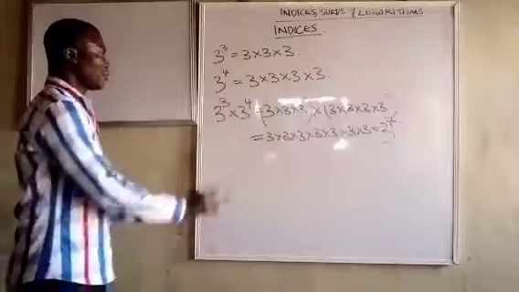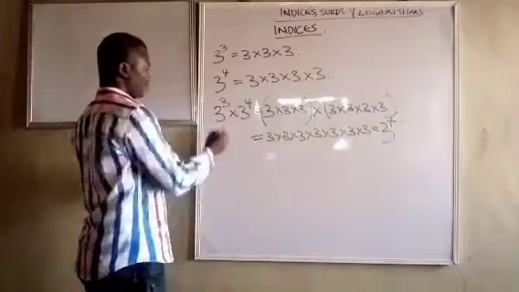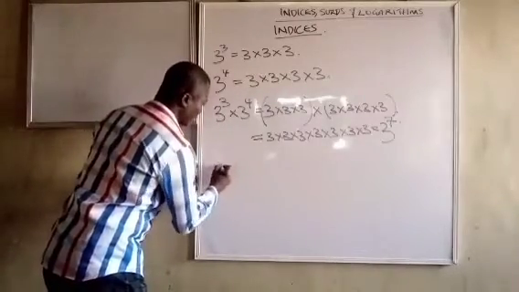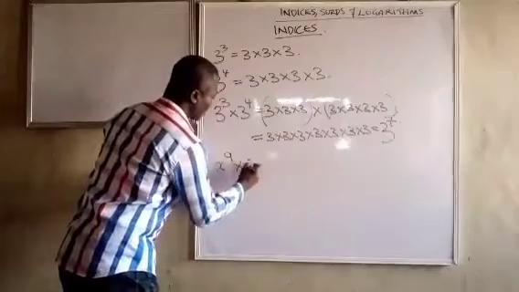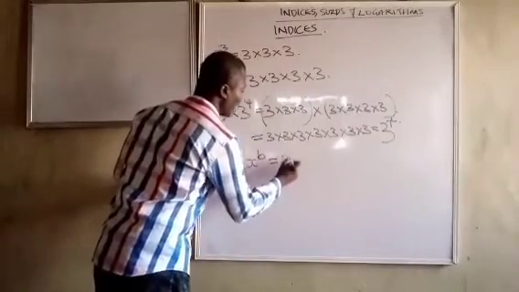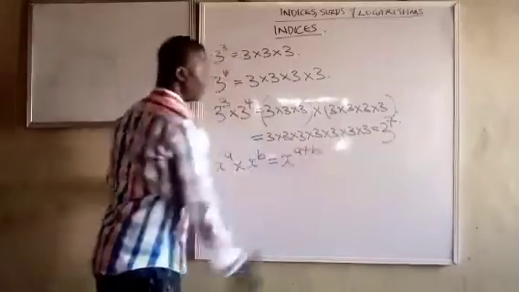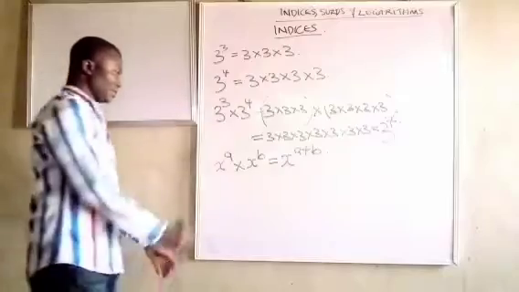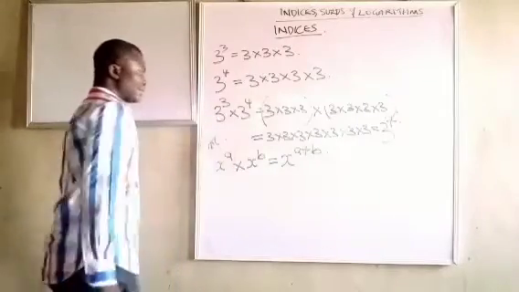And this leads us to the first law. That is, when we have number x raised to power a times x raised to power b, it's going to give us x raised to power a plus b. X raised to power a plus b. That's the first one. Let's look at another one.